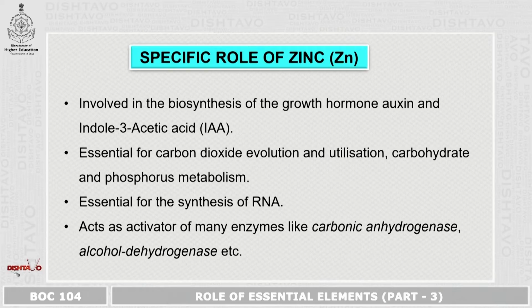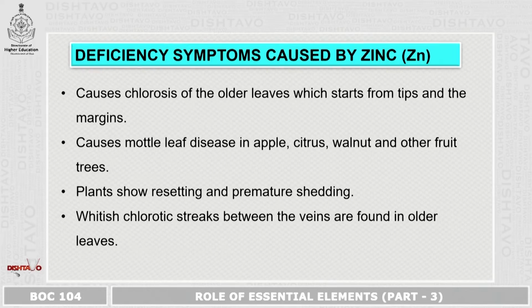So the first micro element is zinc. Coming to the specific role of zinc. Zinc is involved in the biosynthesis of growth hormones such as auxin and indole 3-acetic acid. It is essential for carbon dioxide evolution, utilization of carbohydrates and phosphorus metabolism. Essential for the synthesis of RNA, which is a genetic material. Acts as an activator of many enzymes like carbonic anhydrase, alcohol dehydrogenase, etc.